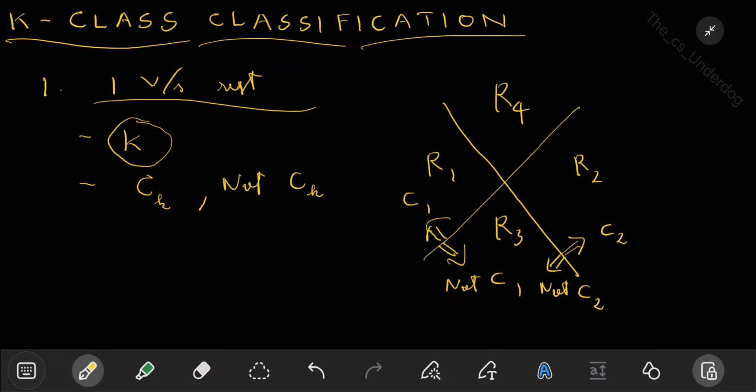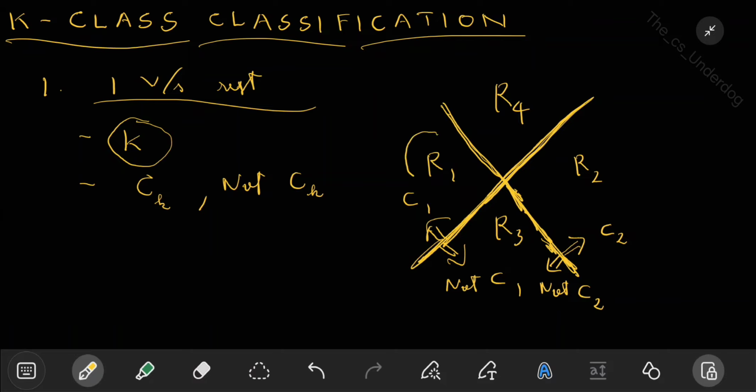Take the case of R1. What is the scenario in R1? According to the first decision boundary, it belongs to C1. And according to the second decision boundary, it does not belong to C2, right? It is in the lower end of this decision boundary, which means it does not belong to C2.